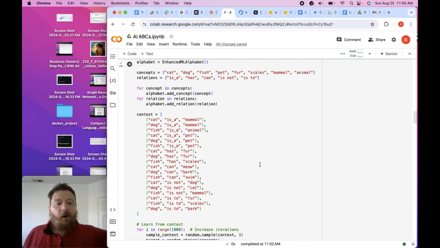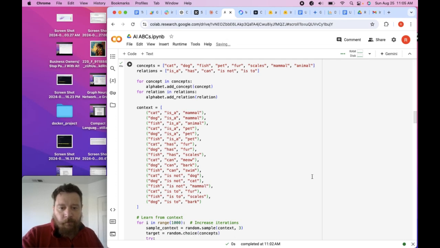All of this is related, right? Concepts, relations, and context, and all three of them are used in training this transformer. We train the transformer model on concepts, relations, and context, and the goal is to get it to understand the relations between the concepts and the context.